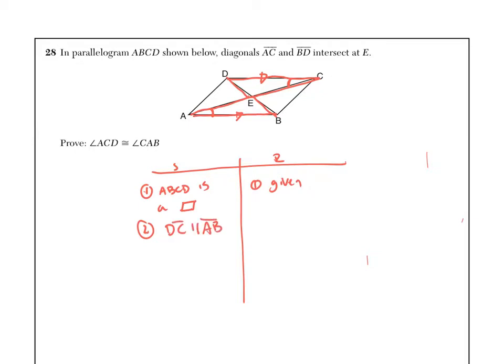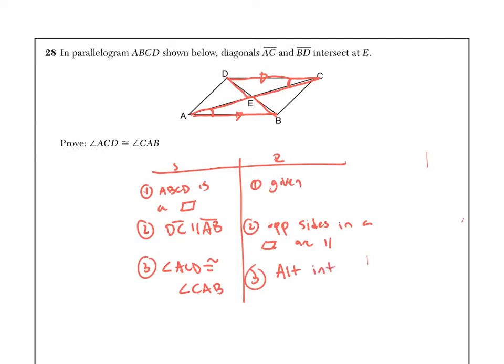All right? Now, how do I know that? That's a property of parallelograms. Opposite sides in a parallelogram are parallel. And then I can finish my proof by just saying this. Angle ACD is congruent to angle CAB. And I know that because alternate interior angles are congruent. That's the easiest way to do that proof.